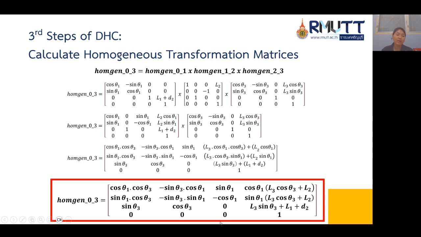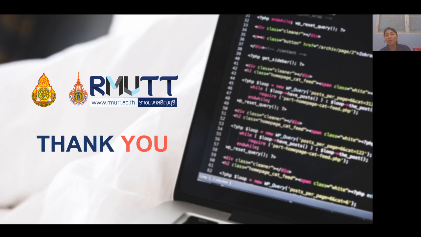This is the homogeneous transformation matrix determined using the Denavit-Hartenberg convention. That's all that I can explain for the kinematics of a 3DOF arm robot using the Denavit-Hartenberg convention. Thank you for watching.